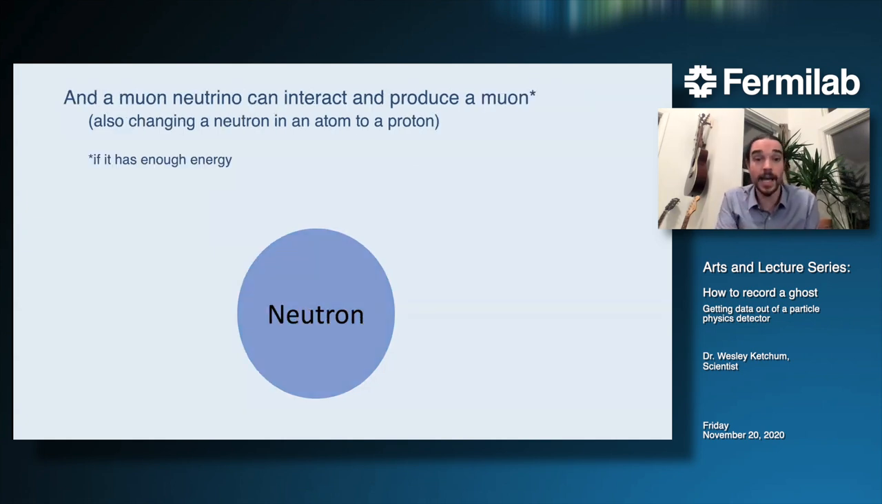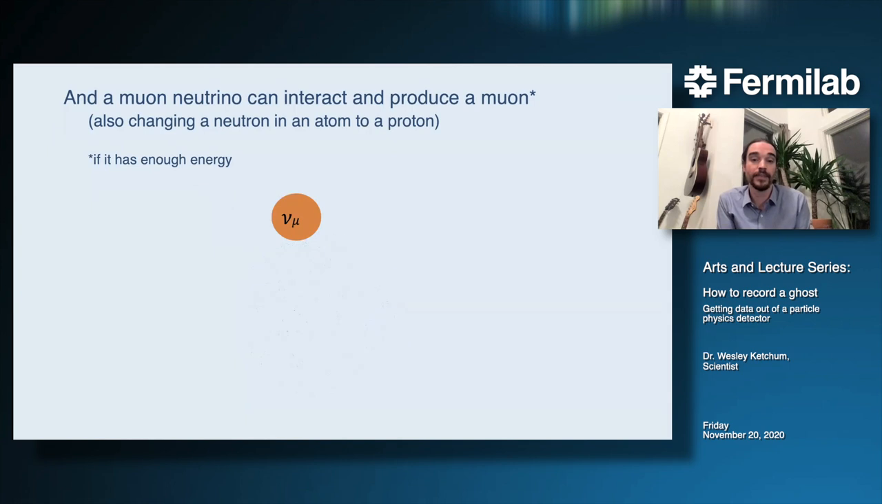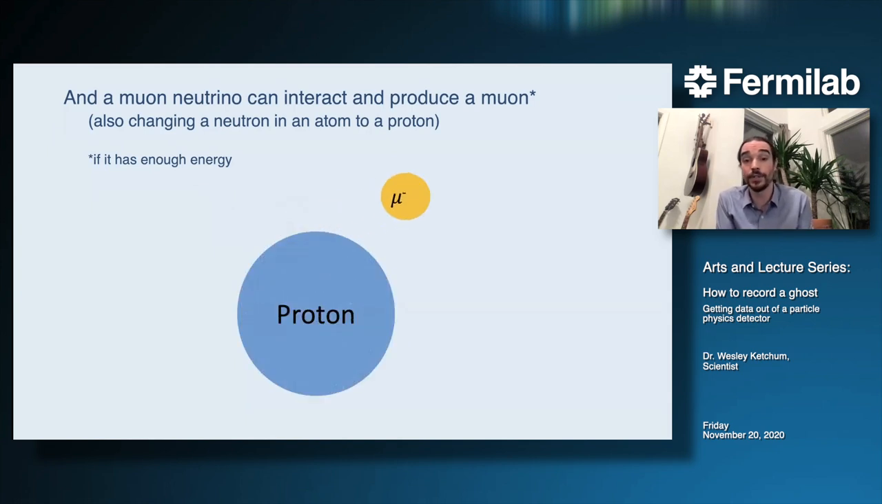Similarly, if we have a muon neutrino, it can come in the same way and interact with a neutron and turn it into a proton, except the muon neutrino will create a muon instead. That's just because of the flavor of the neutrino. So electron neutrinos interact with a neutron and create a proton and an electron. Muon neutrinos interact with a neutron and create a proton and a muon. The flavors don't mix. That's just how they are.